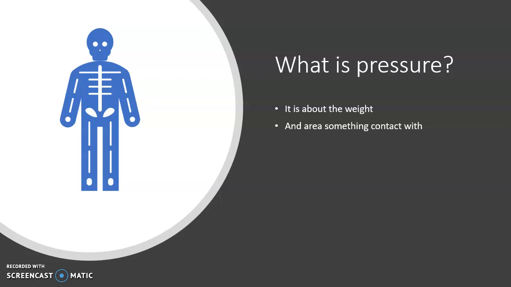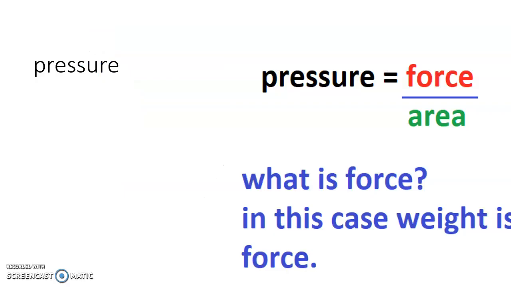These are some small things. It's good to know about pressure, since we use the word pressure, right? Okay, the pressure is equal to force over area, force divided by area. If you know the force and you know the area, you just divide it and you get the pressure. And what is force and what is area? In this case, the weight is the force.